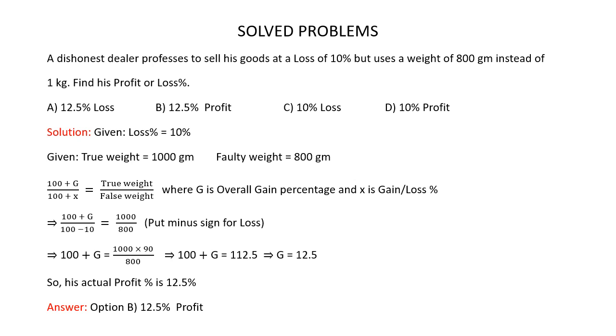Now it's given that true weight is 1000 grams and false weight is 800 grams and X is 10%. So substituting all these values in the formula here, we get (100 plus G) divided by (100 minus 10) is equal to 1000 divided by 800. On cross multiplication and solving, we get G is equal to 12.5. So his actual profit percent is 12.5%. So the correct answer is option B, 12.5% profit.